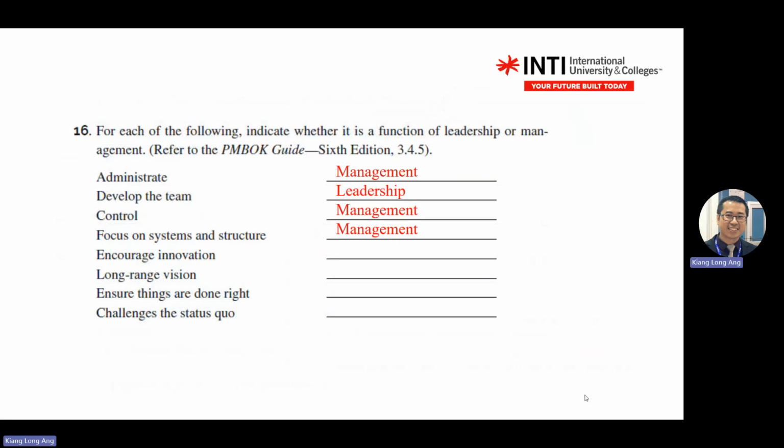Okay, so focus on system structure management. Encourage, encourage. This one is leadership lah. Encourage. Long vision. Vision is leadership. Ensure things are done right. Manage. Challenge the status quo. Challenging the status quo is leadership.